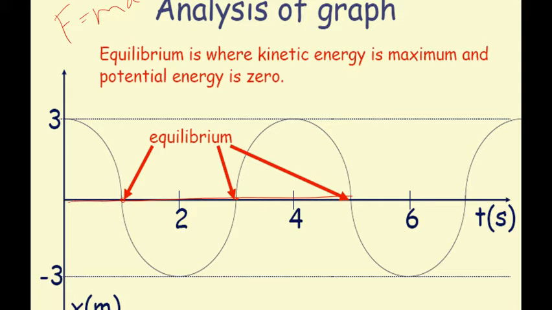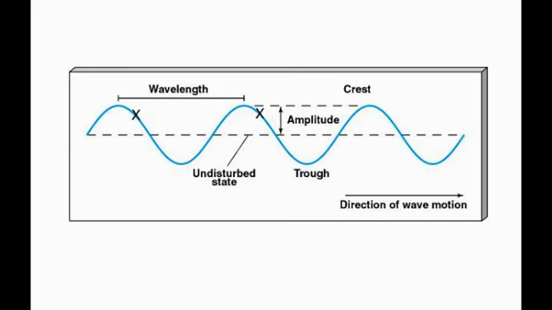Equilibrium is where kinetic energy is maximum and potential energy is 0. Think about it this way. At the top here, our potential energy is 1/2 kx squared. If our x is maximum here, then you're going to have maximum potential energy. Right here, your x equals 0. If your x equals 0, then the potential energy of your spring equals 0. And if your potential energy is equal to 0, then your kinetic energy must be maximum.